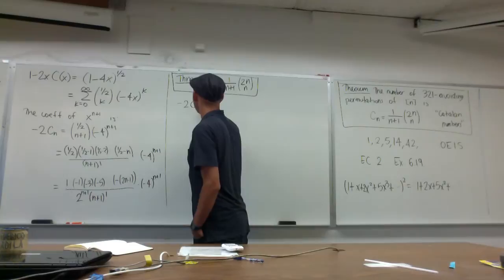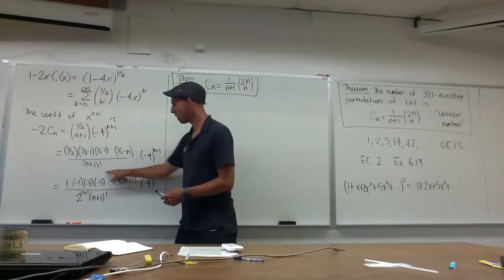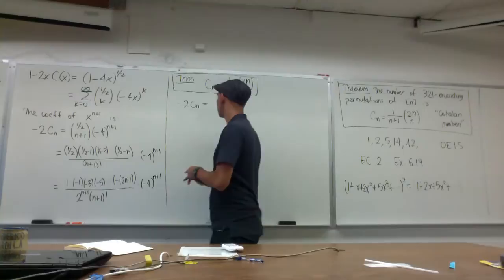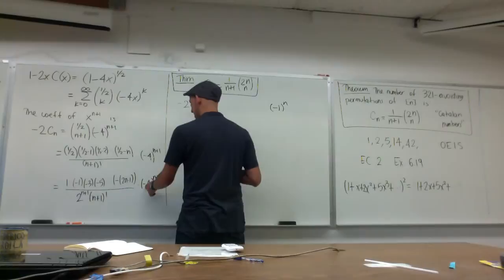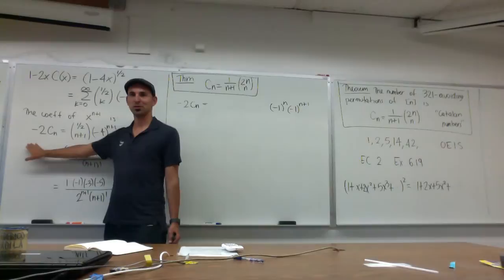How many minus signs do I have here? Remember, here I had n plus 1 terms, and 1 is positive, the rest are negative. So the number of minus signs is minus 1 to the n from here, and then minus 1 to the n plus 1 here. That's good, because that's a minus sign, and this is a minus sign. So the signs are going to match up. Okay, we dealt with the signs.